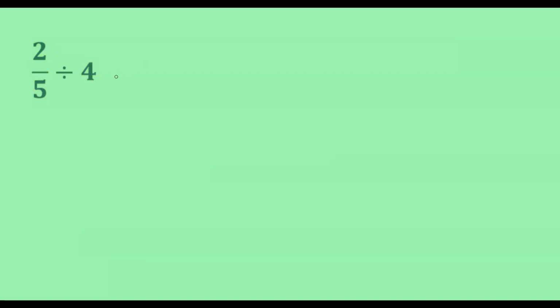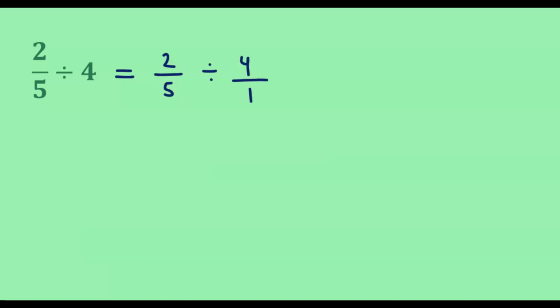First of all, let us rewrite this problem. We write this as 2 over 5 divided by 4, and what we're going to do is rewrite this whole number 4 as a fraction. How do we do that? Well, any number divided by 1 is equal to itself. So we write 4 as 4 divided by 1. So note that this problem has now been converted into the form of a fraction divided by another fraction.